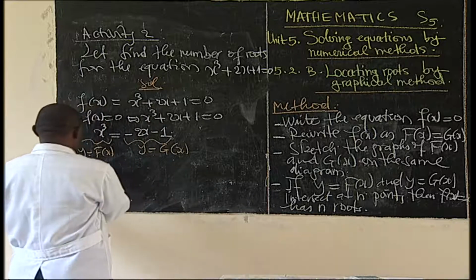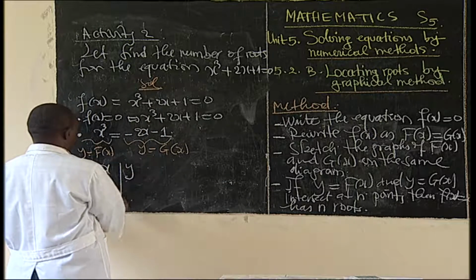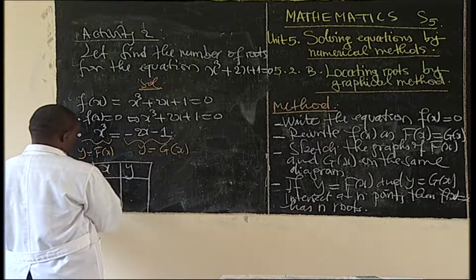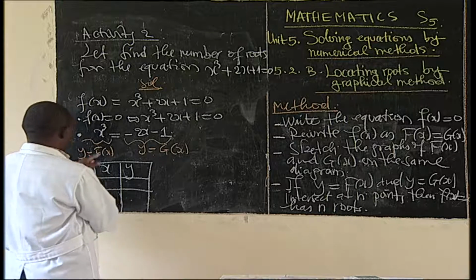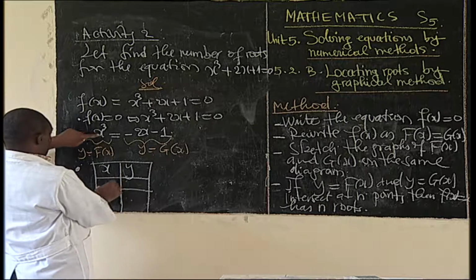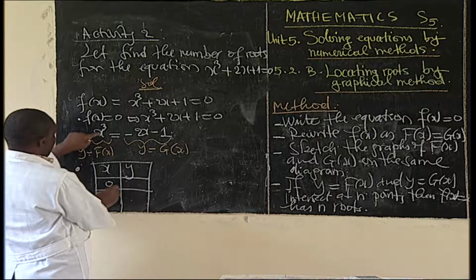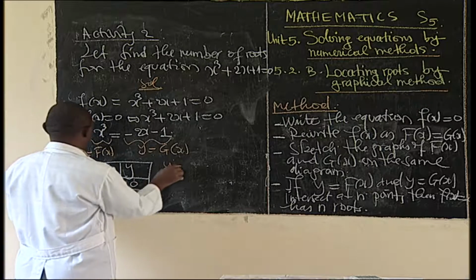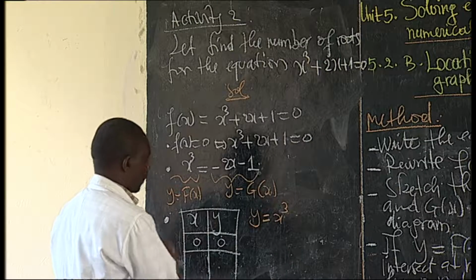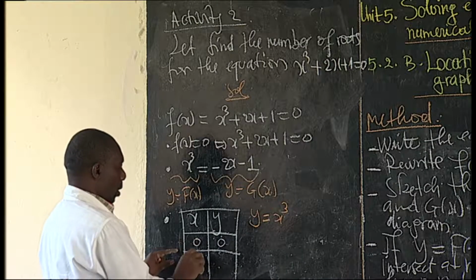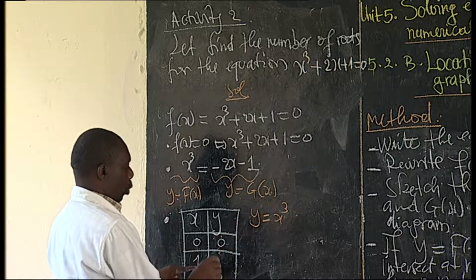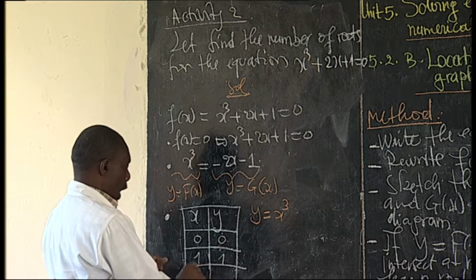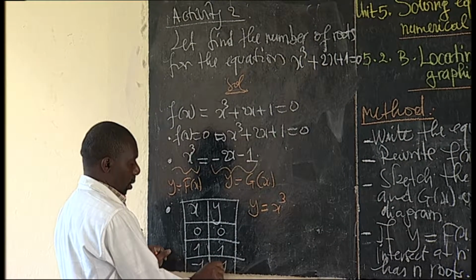Using the table, x and the corresponding value y. If I take x to be 0, I'll have 0, of course. Remember, we are working with this function, x cubed. If x equals 1, y will be equal to 1. If x equals minus 1, I'll also have minus 1.